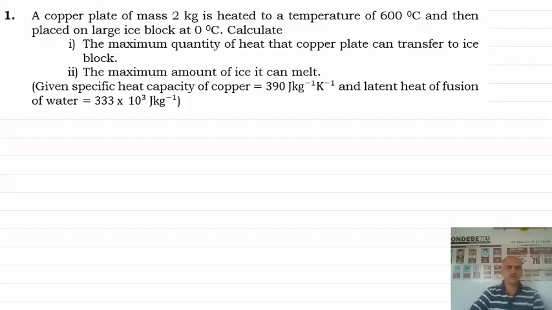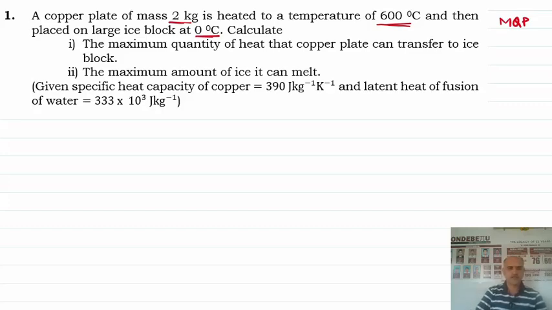Now, taking the first problem: a copper plate of mass 2 kg is heated to a temperature of 600 degrees centigrade and then placed on a large ice block at 0 degrees centigrade. Calculate the maximum quantity of heat that the copper plate can transfer to the ice block. Second, the maximum amount of ice it can melt. This question is from this year's model question paper.